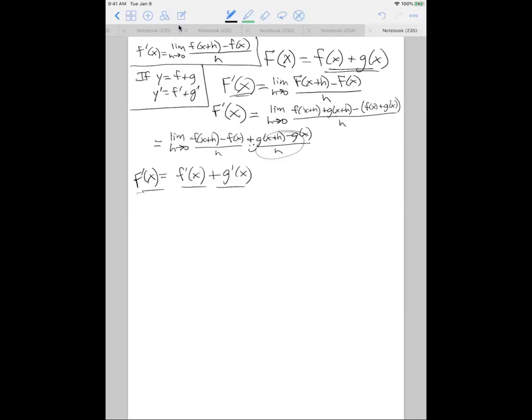And that would be true then also for subtraction. You can see the logic of it. The subtraction would be distributed the same way, and you'd end up with the same result. Okay.